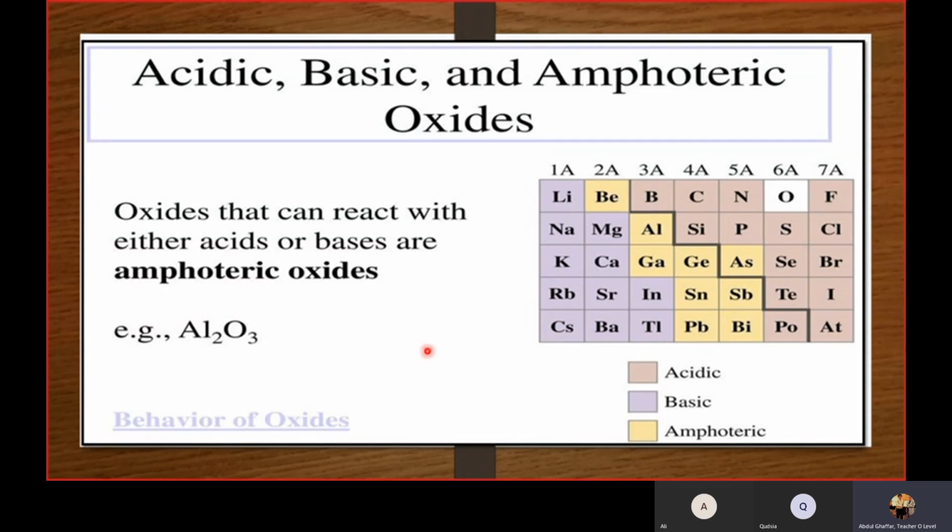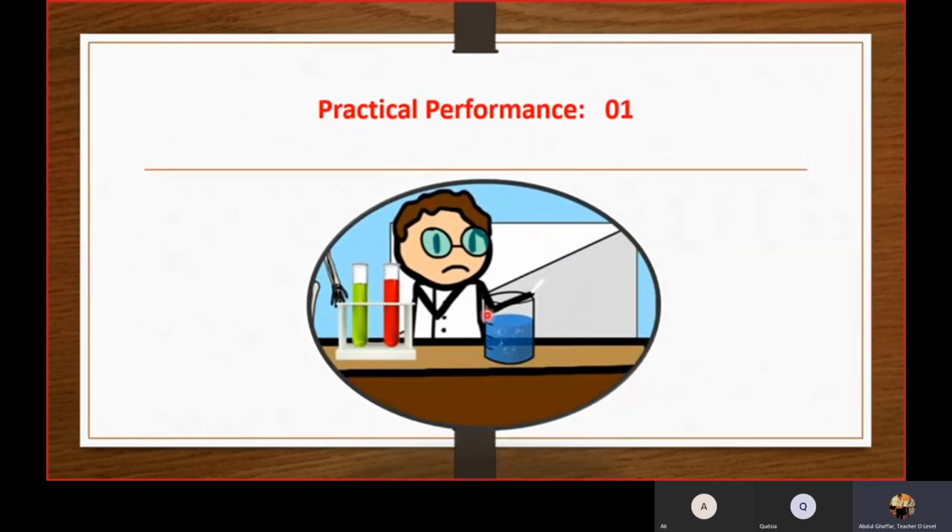This is the complete picture of acidic, basic, and amphoteric oxides on the basis of the periodic table, right? These are the basic oxides, metals, and these are the non-metals. When they react with oxygen, they will produce the acidic oxides, and the yellow color ones are called the amphoteric oxides, right? Okay, now we will perform the practical related to the types of oxides.